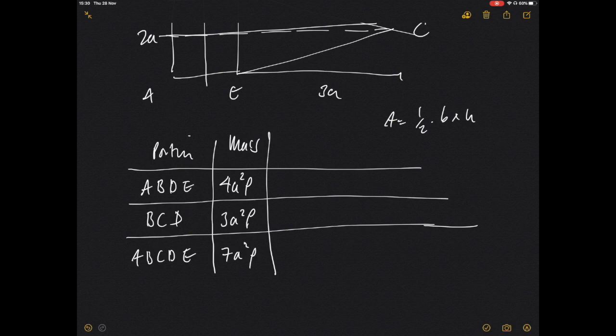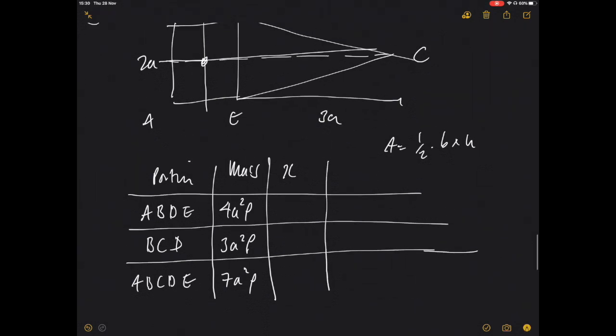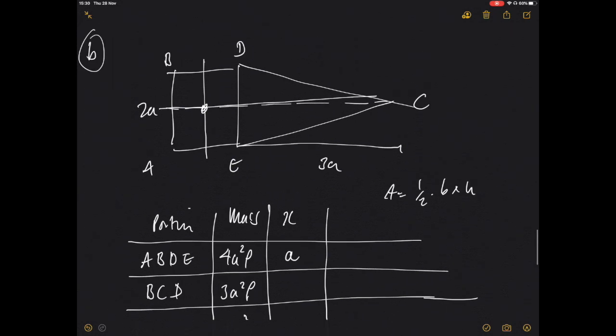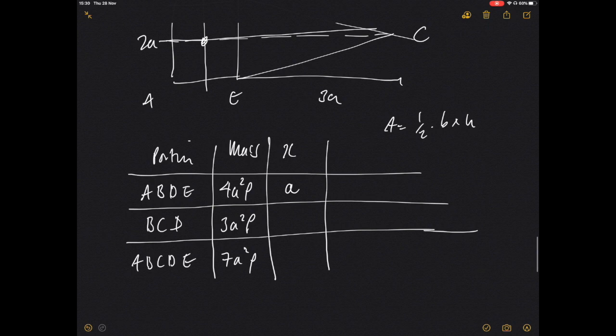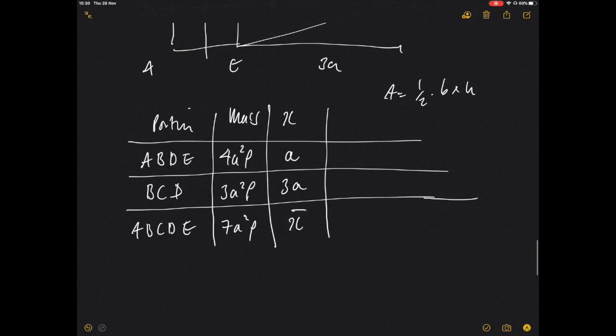The next column we're going to be looking at is the x coordinate. We know our first point here from A is just 2a divided by 2, which is a. And our second one, as we've just found out earlier, is going to be a third of the height of the triangle. Therefore, that would be 2a plus a, which is 3a. And so it would sit somewhere about here, and that would be called x bar.